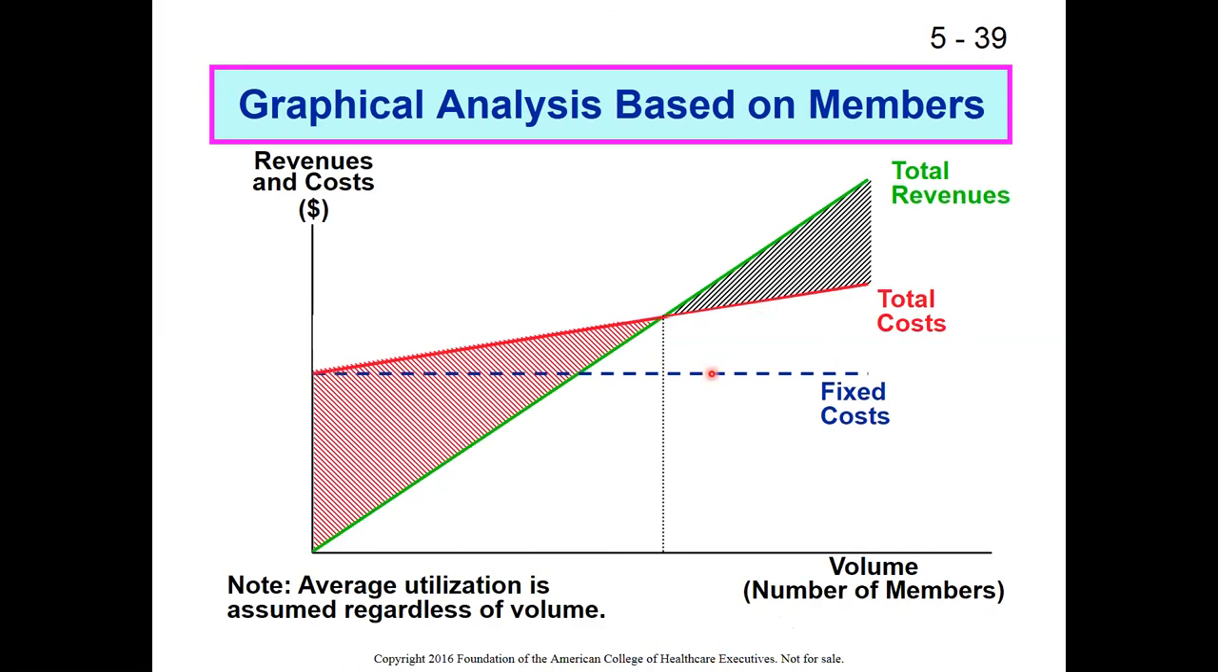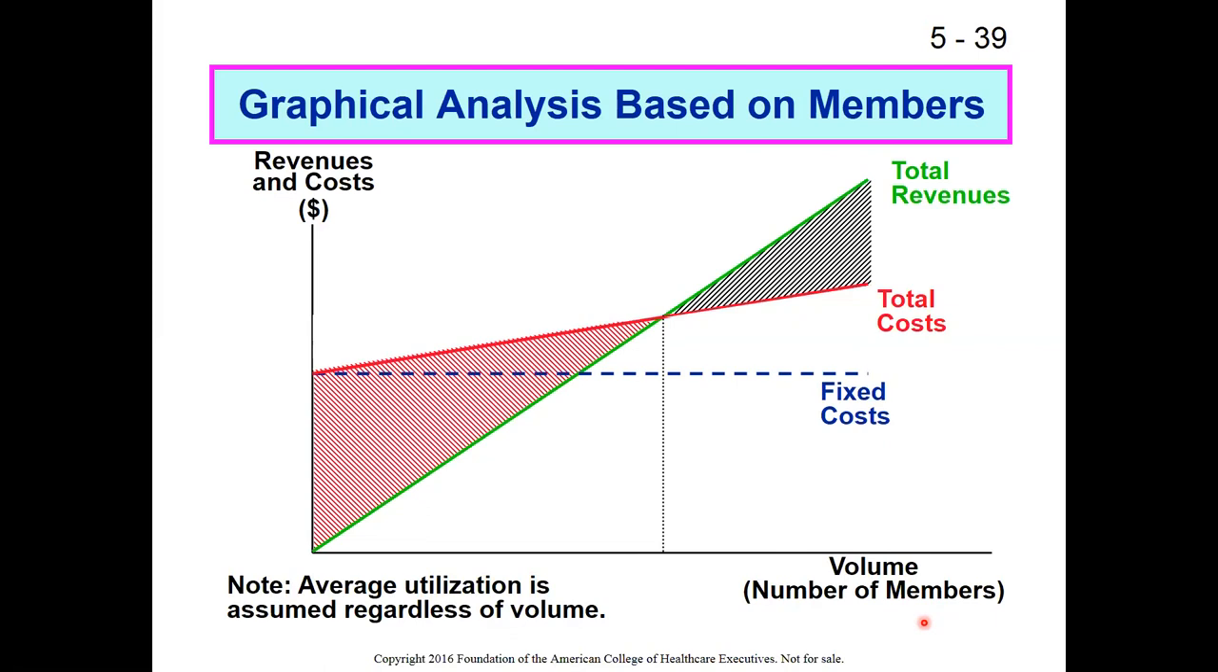Variable costs still go up with the number of members. Now, why would they go up with the number of members? Well, the assumption is that as you increase the number, members will have some level of utilization. Say they'll use their primary care provider 3 times a year or 4 times a year. And so as you increase the number of members, you have an expectation of an increasing volume of visits, right?